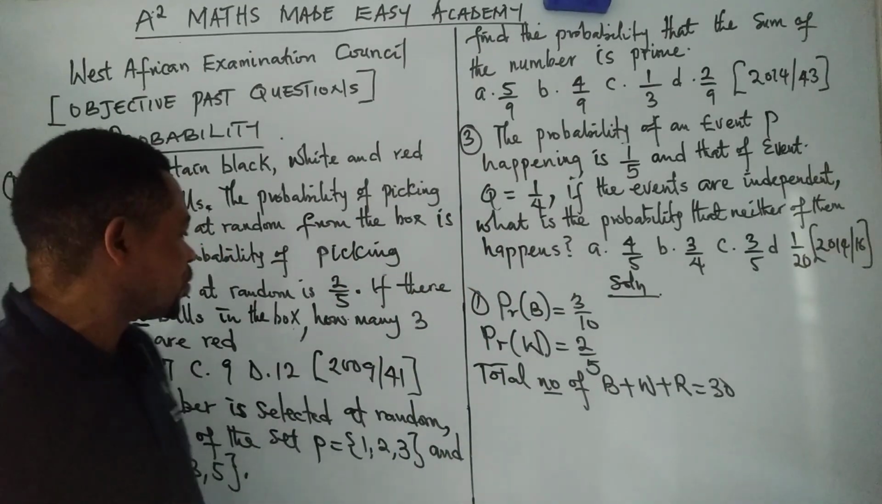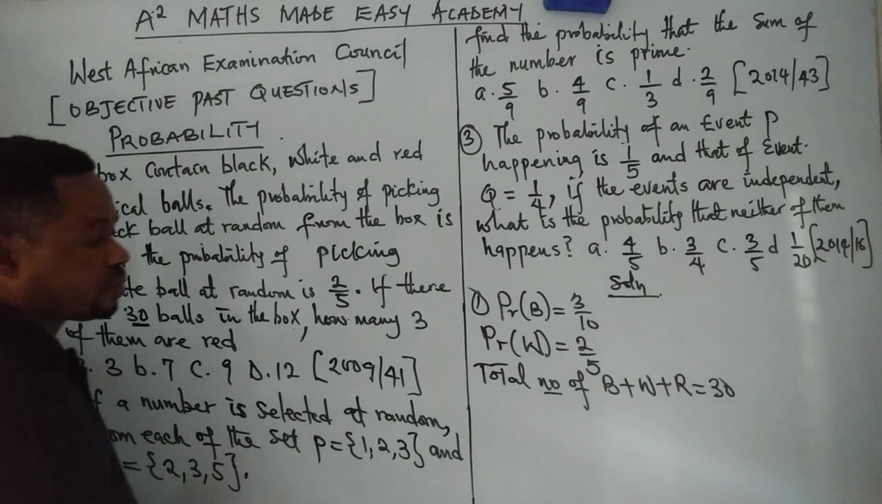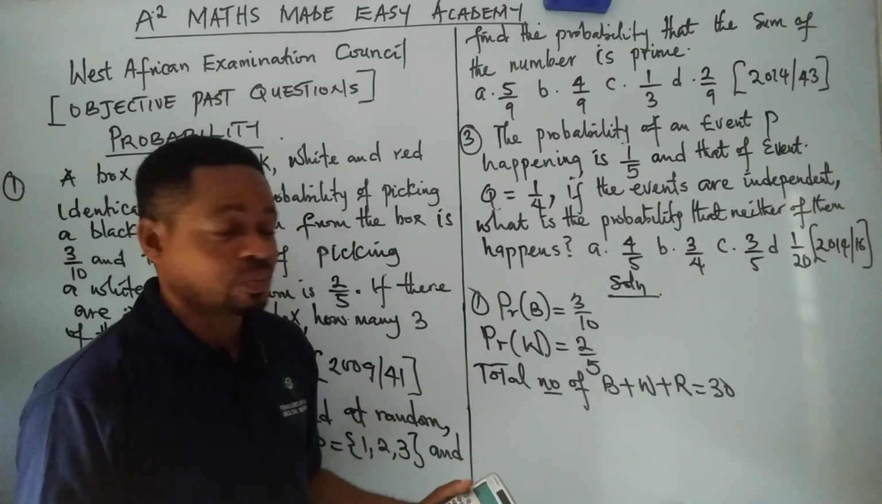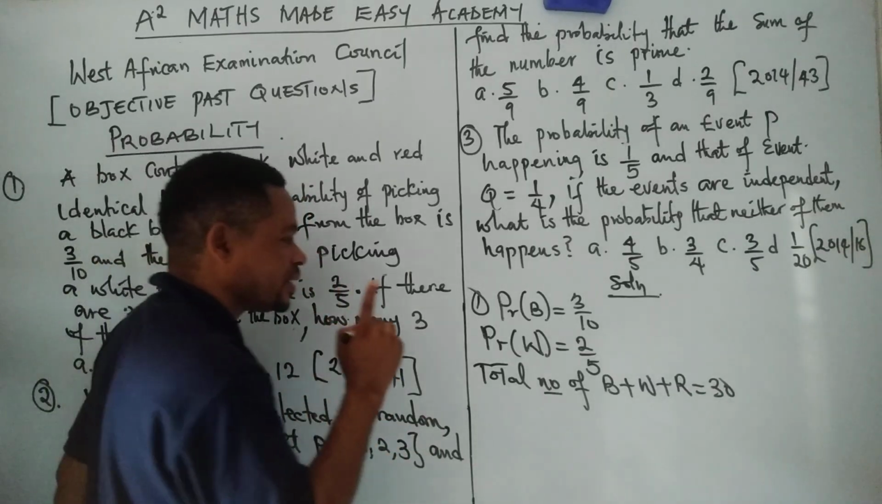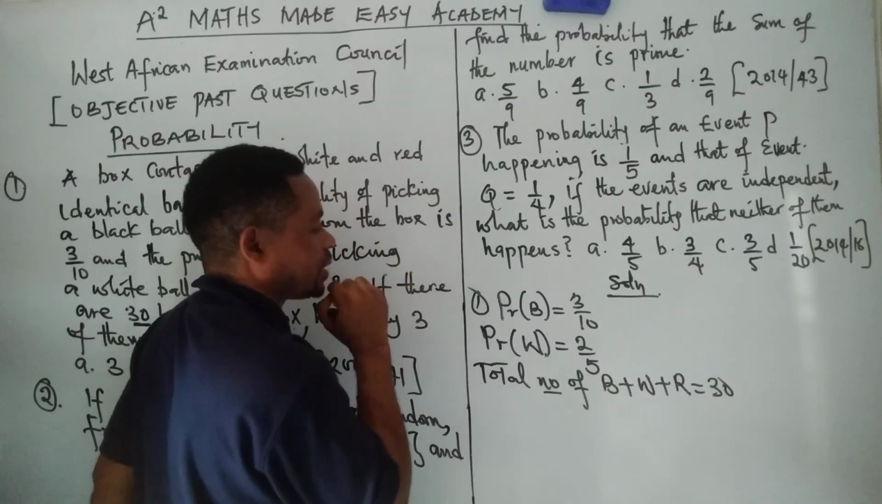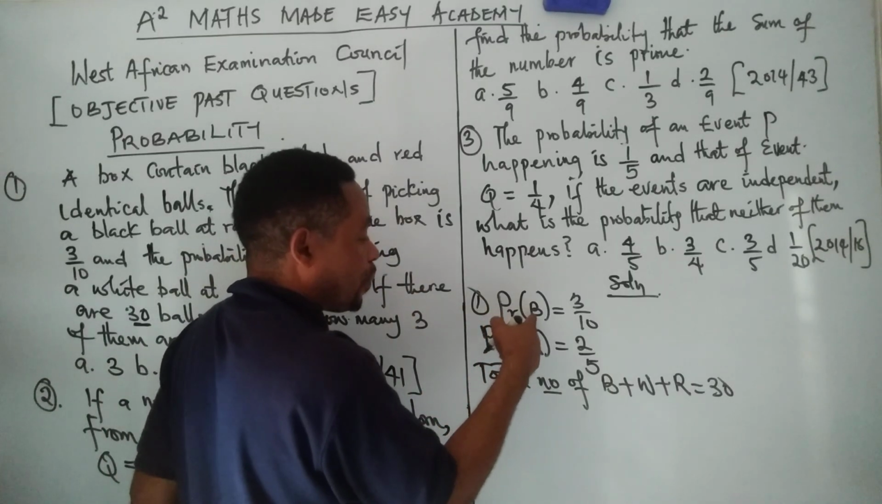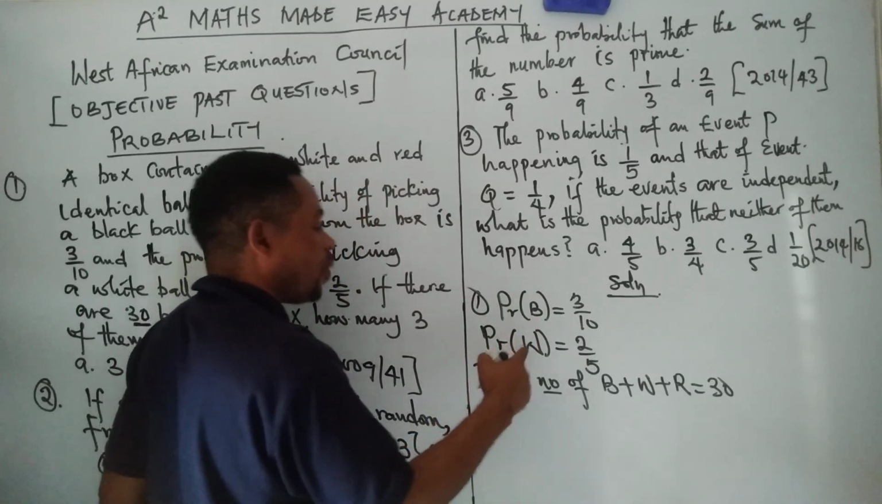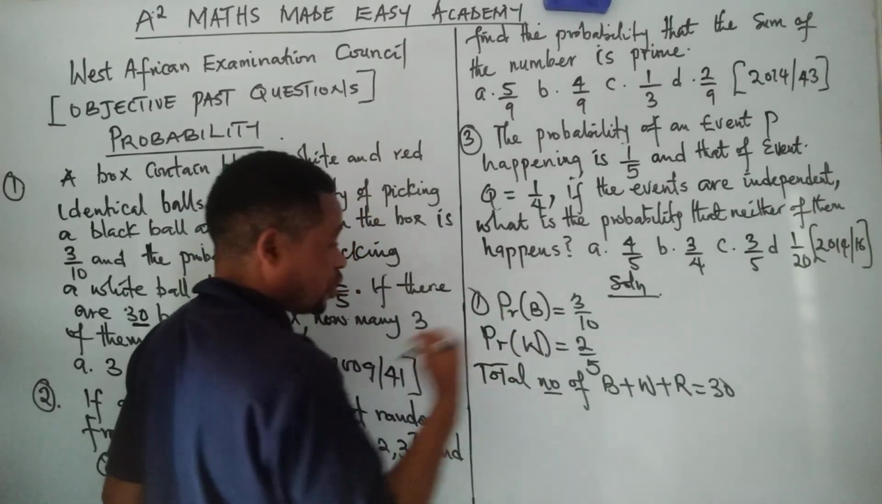Now the first thing we are going to do: the question asks how many of them are red? Remember, we're not looking at the probability now. Are you with me now? But how many of them are red? For us to identify the ones that are red, we first of all need to know how many are black balls and how many are white balls. I take it again. How many are black balls and how many are white balls?